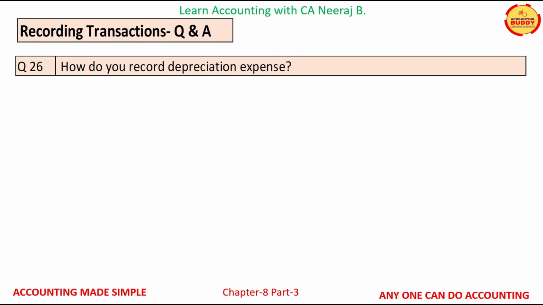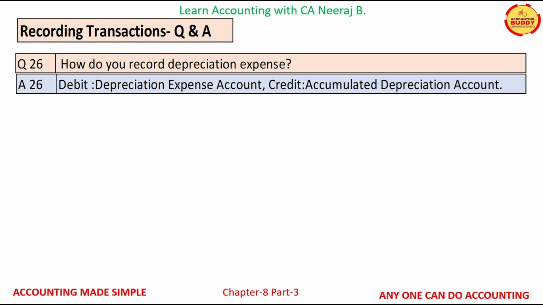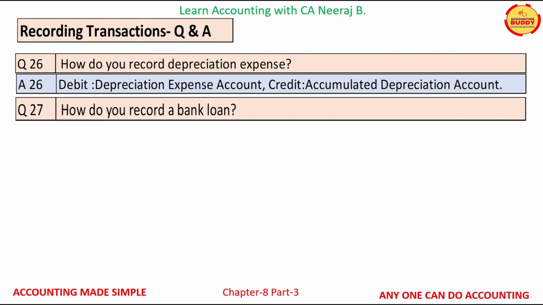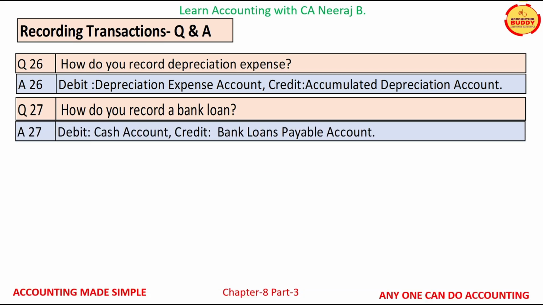Question number 26 is, how do you record depreciation expense? The answer is debit depreciation expense account and credit accumulated depreciation account. Accumulated depreciation account is reduced from the value of the assets in the balance sheet. Question number 27, how do you record a bank loan? The answer is debit cash account or a bank account and credit bank loan payable account.